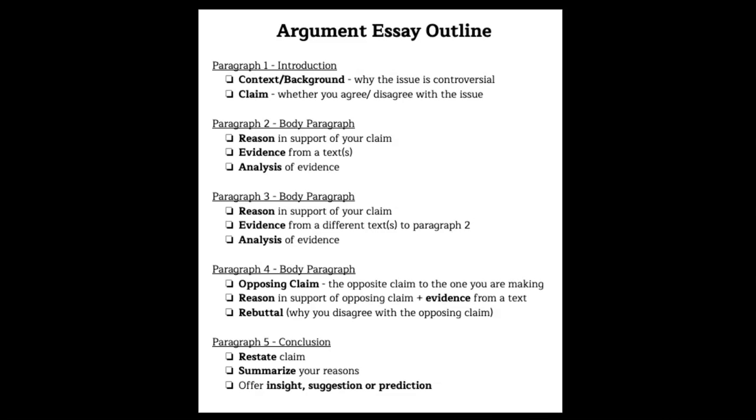Paragraph 2, you give your first reason in support of your claim with evidence from a text and analysis. Paragraph 3, you give your second reason in support of your claim, again supported by evidence and analysis. Paragraph 4 is where you talk about the opposing claim, and lastly paragraph 5 is where you give your conclusion, where you summarize your argument.